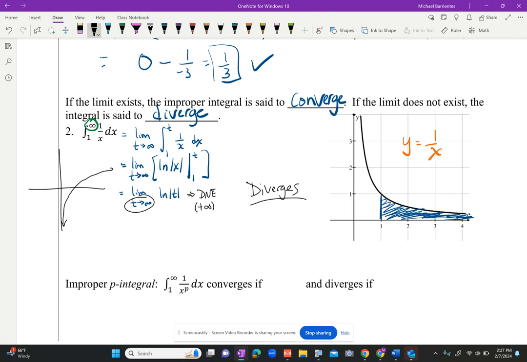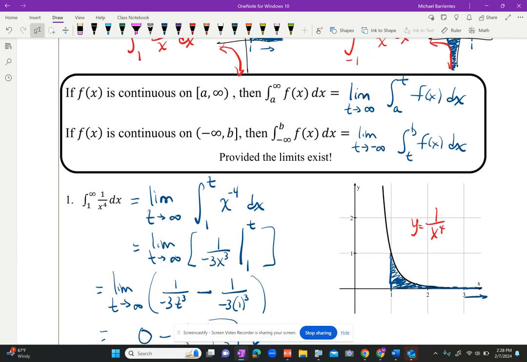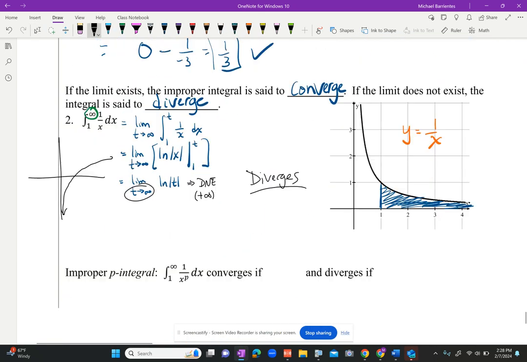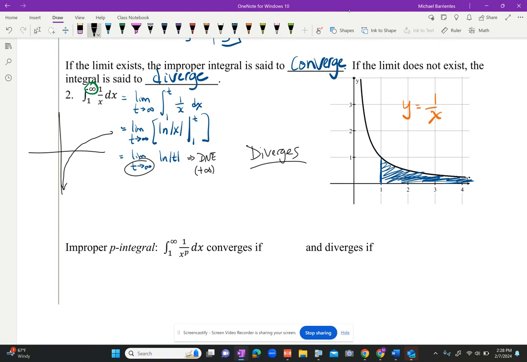And so we can do a couple of these and we realize that an integral that's set up in this format, we call it a p integral. P integral because it's 1 over x to the p. It follows that pattern. If you notice, number 1 was 1 over x to the 4th. Number 2 was 1 over x to the 1.